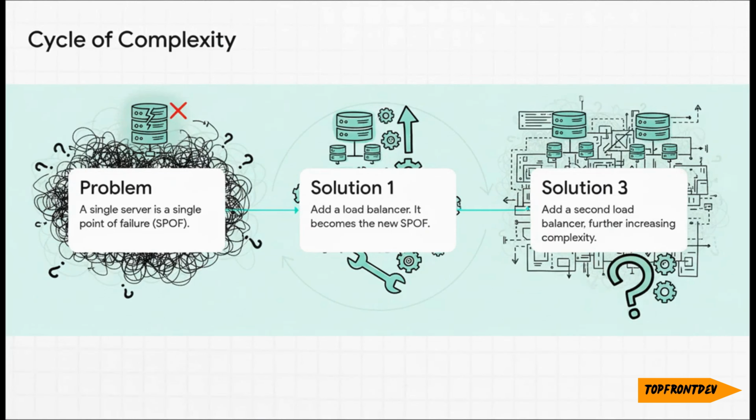So this kicks off what we call a cycle of complexity. You start with one problem, the single server. You add a load balancer to fix it, but now it's the problem. So how do you fix that? Well, you add a second load balancer to act as a backup. Great, but now your system is way more complex to manage.